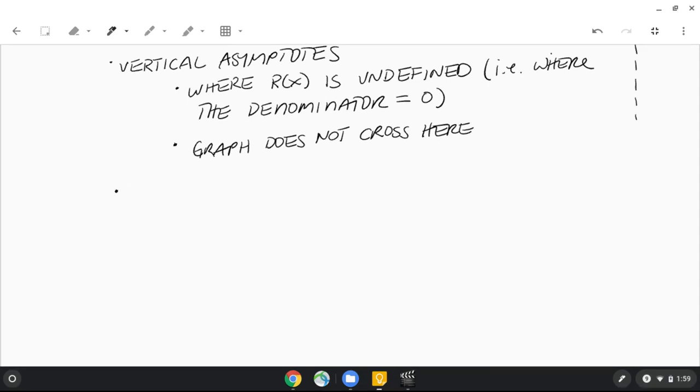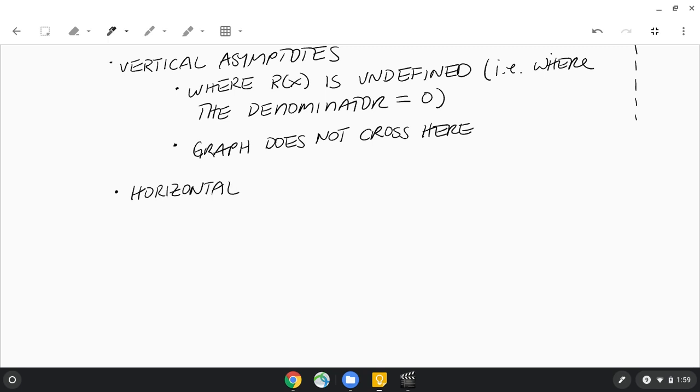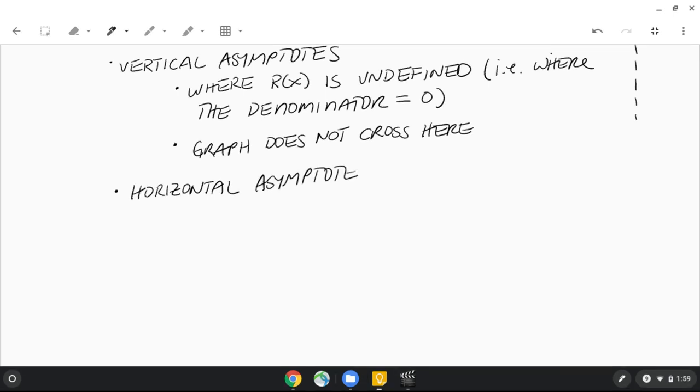The horizontal asymptote. Some students think that you can't cross the horizontal asymptote, just like your graph can't cross the vertical asymptote. That's not true. The vertical asymptotes show you which x values are excluded from the domain. But the horizontal asymptote actually shows you what the end behavior is going to be going towards.